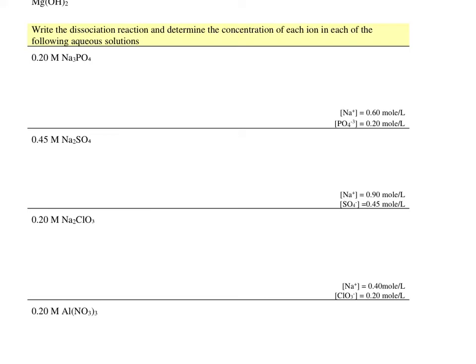We're asked to write the dissociation reaction and to calculate the concentration of each ion. Sodium phosphate is a soluble compound. When it dissolves, it's going to dissociate into 3 sodium plus ions and a phosphate ion.